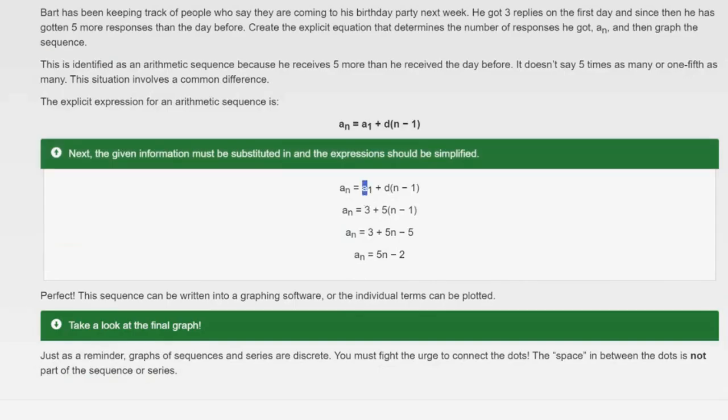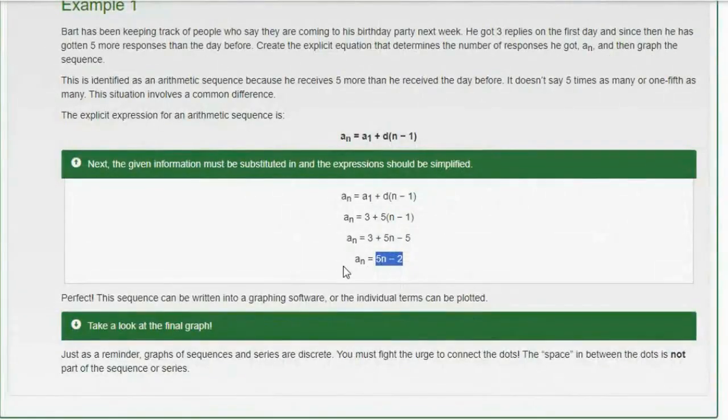The first one was 3. That was the first day. He got 3 replies, and then 5 more each day. So if we take 3 plus 5 times n minus 1, if we distribute that, that's 5n minus 5. So our formula, 3 minus 5 is minus 2. We can graph this right here, 5n minus 2. So this a sub n equals 5n minus 2.